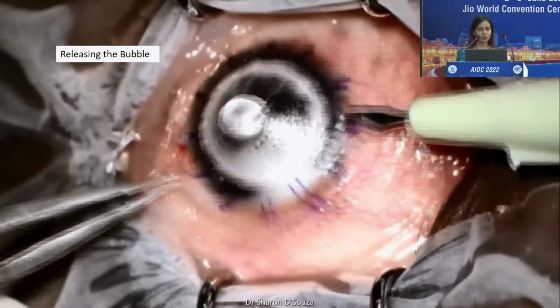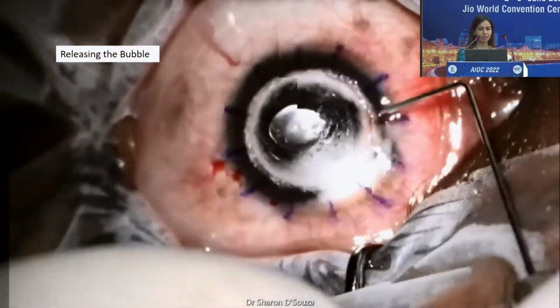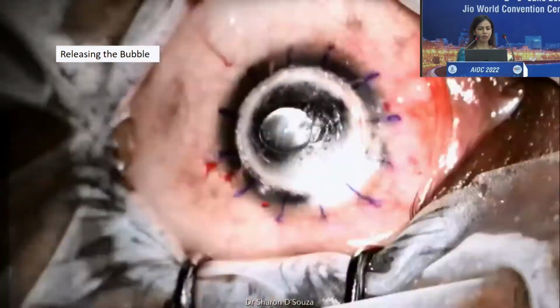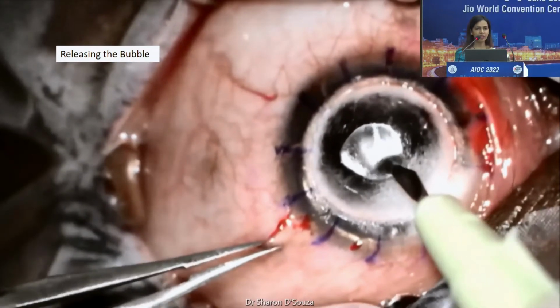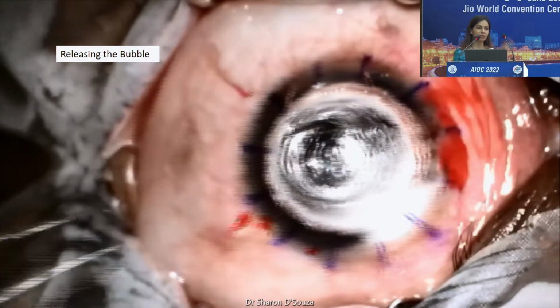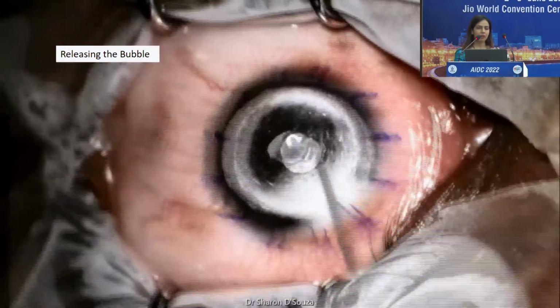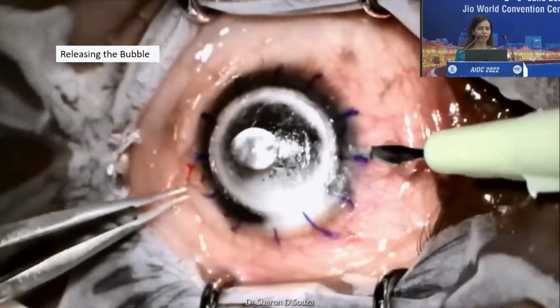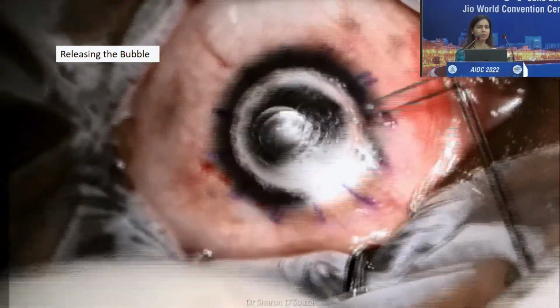So I'll just show you as we're doing. This is the shallow paracentesis. I put in a small bubble into the AC, and this double bubble really helps us, because when the big bubble is in the AC, that other bubble would be peripheral, and once you have released the big bubble, it moves centrally.